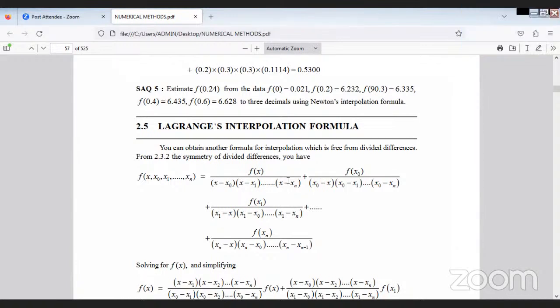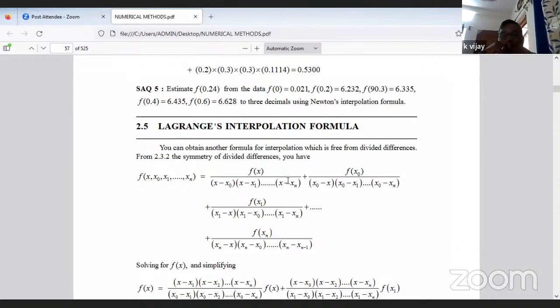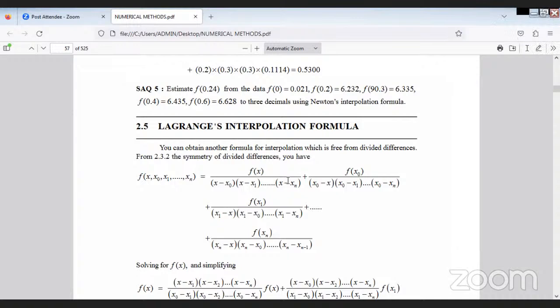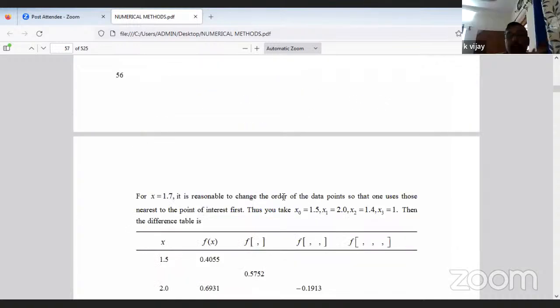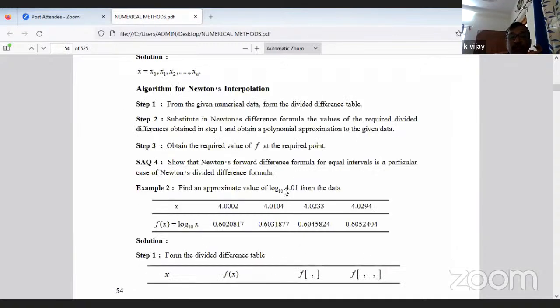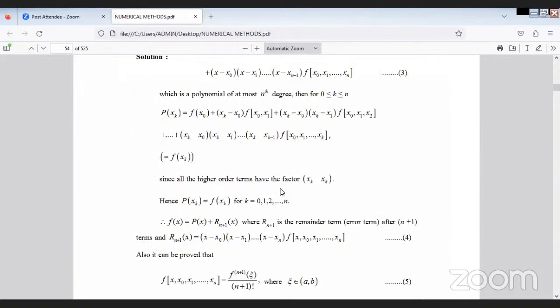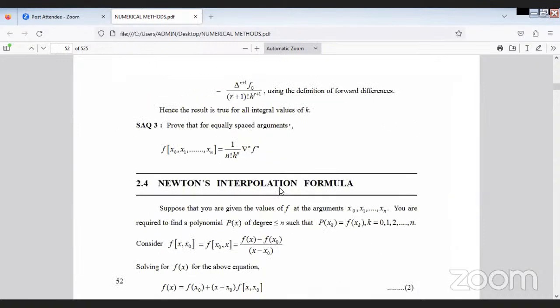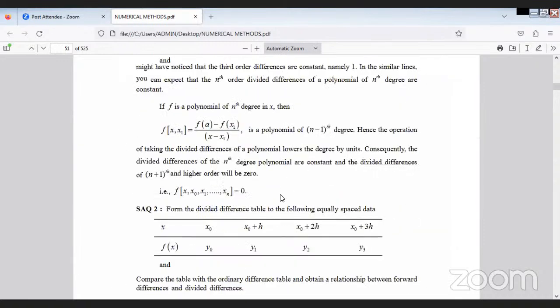Sir, will these be asked as theorems? You have to write the statement, 2.3.2. Very good question. You have to write 2.3.2. Scrolling down, just wait. I'm scrolling down. Just wait.